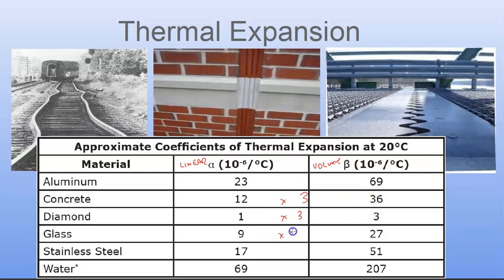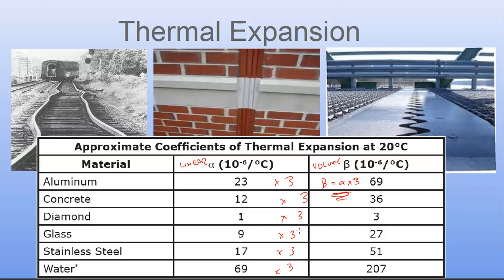All right, 9 times 3 is 27. 17 times 3 is 21. In general, beta will be, not always, some materials are kind of weird, but beta is going to be alpha times 3. Okay, in general. So if you don't have beta, you can get it pretty easily.